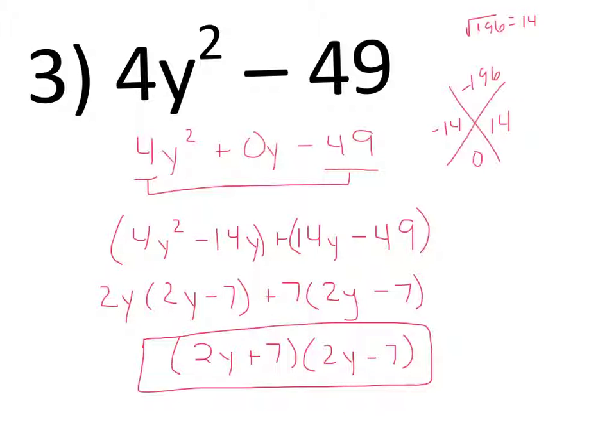So this was a concept we learned last week, but I was a little worried we might forget that when we've got 4y squared minus 49, you do need to rewrite it with that 0 in the middle, and then you're still going through the same process that we've learned. All right, and that concludes our video notes for lesson 8-7.